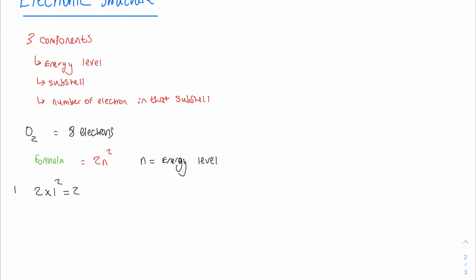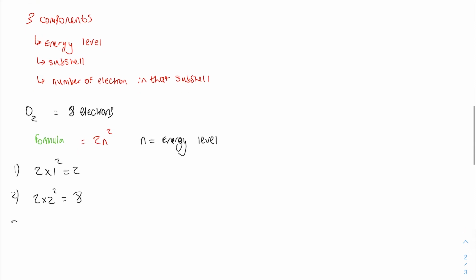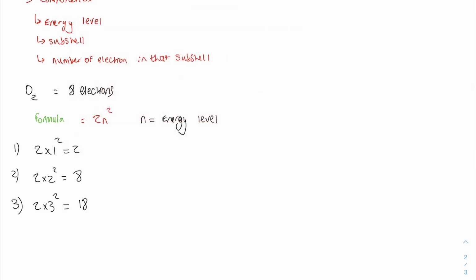Now, the second energy level can hold 2 times 2 squared, which is 8. Pause the video and find out how many the third energy level can hold. You should have gotten 18, 2 times 3 squared. This is how many electrons can be present in an energy level.